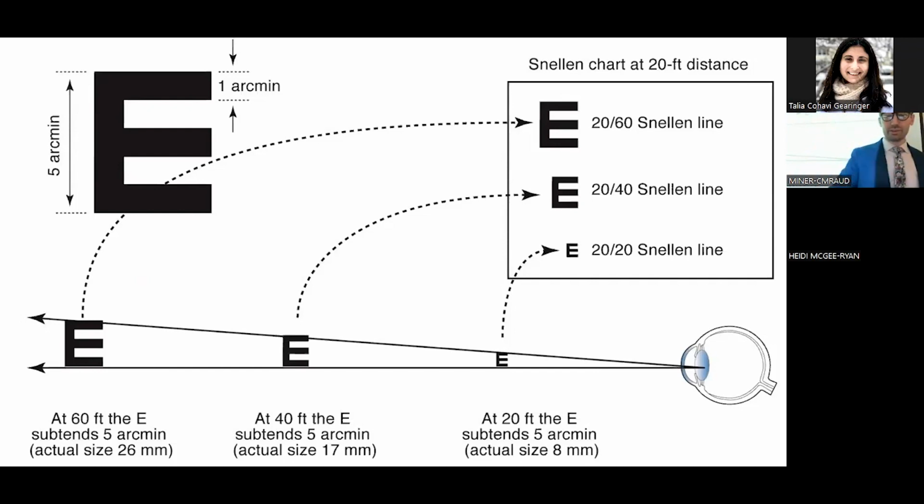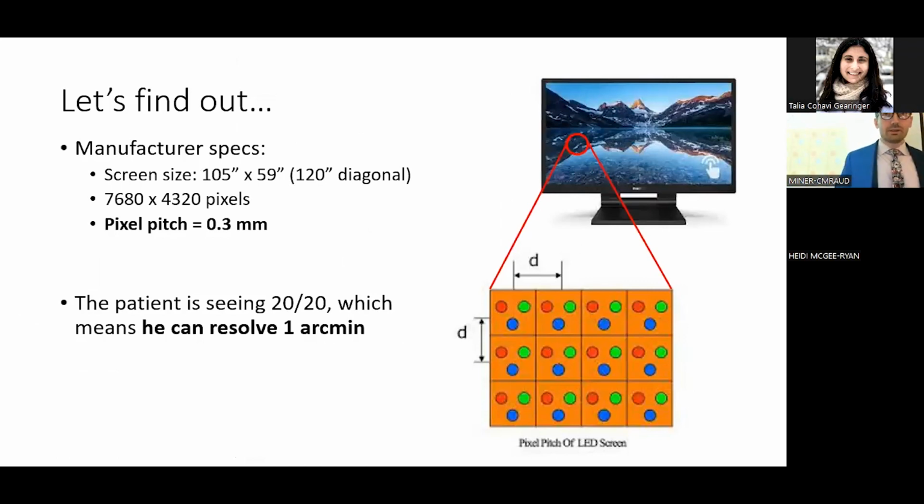So anyway, this E on the 20/20 line subtends about 5 arc minutes. The reason is that humans can generally resolve 1 arc minute. Each arm of this E is 1 arc minute, and it subtends 5 because you can then resolve each arm of the E. All right, that makes sense. This is a really clever design of this chart. So when he's best corrected, he sees 20/20, so he can resolve 1 arc minute.